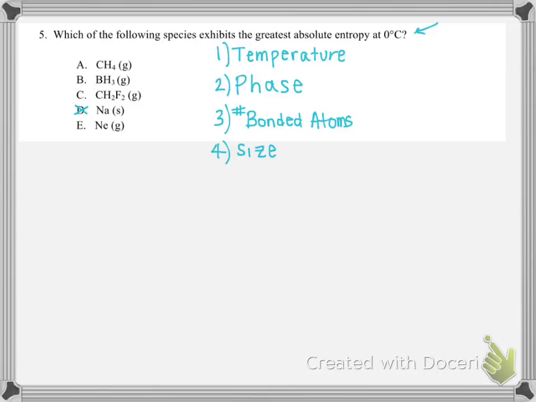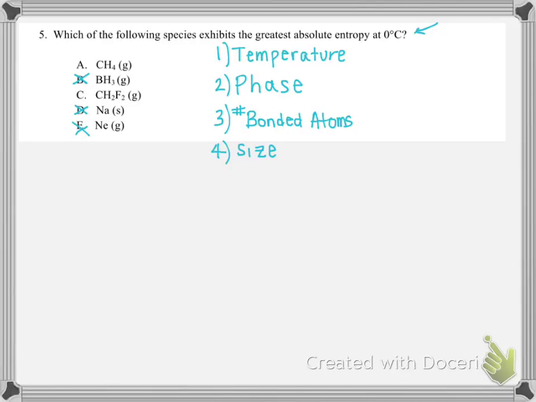So next, I'm going to look at the number of bonded atoms. The more bonded atoms you have, the more crazy conformations the molecules can take, and so the more entropy they would have. Neon doesn't have any bonded atoms, so I'm going to eliminate that. And BH3 has fewer bonded atoms than the methane or the CH2F2.